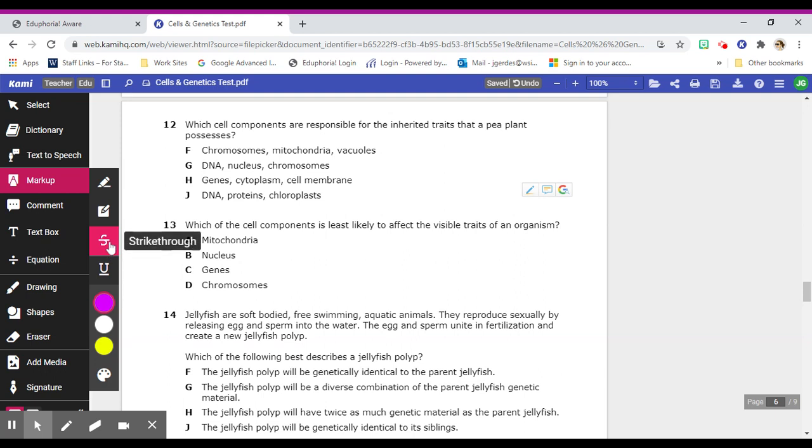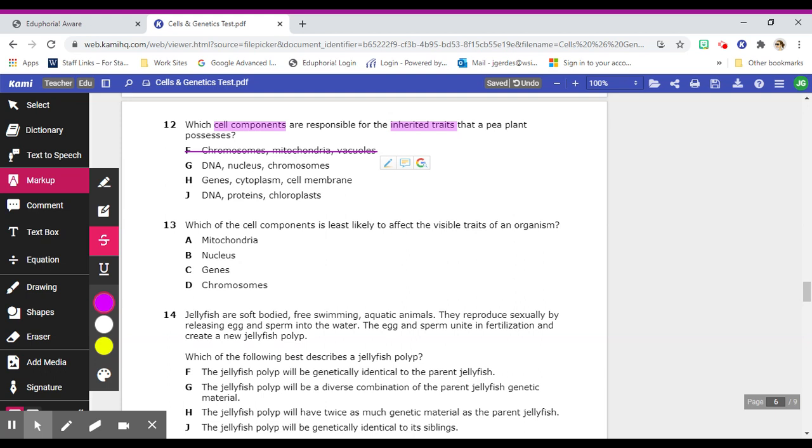Which cell components? So what parts of the cell? So in this one, we're going to say components, cell components, inherited traits. Okay, so where can we find the traits? So F said chromosomes, mitochondria, I should say, vacuoles. Okay, that's not the answer because it does not mention the nucleus. Remember, the nucleus holds the DNA, the chromosomes, whatnot. So definitely can't be the answer.